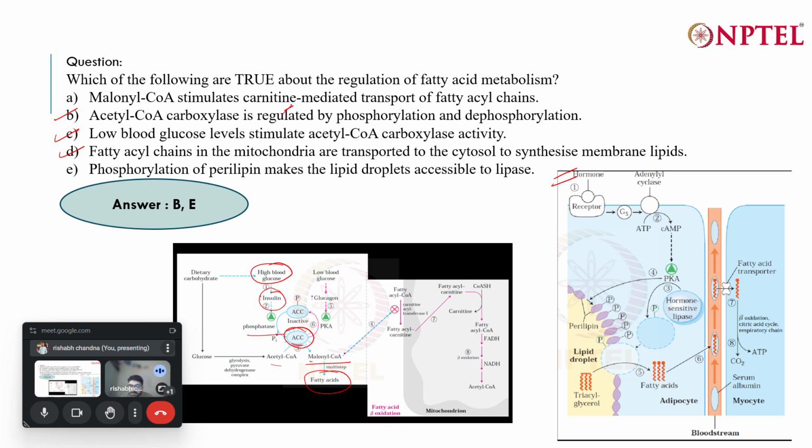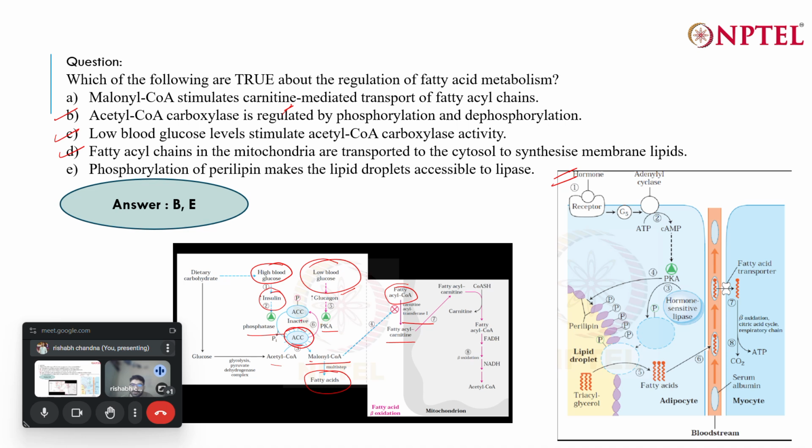Now, this malonyl coenzyme A allosterically inhibits carnitine acyltransferase 1. That actually converts fatty acyl coenzyme A to fatty acyl carnitine for the transport of the fatty acids to the mitochondria. Now in the mitochondria, the beta oxidation takes place. Now, contrary to this, when the blood glucose levels are low, that means glucagon levels are high, and this activates protein kinase A.